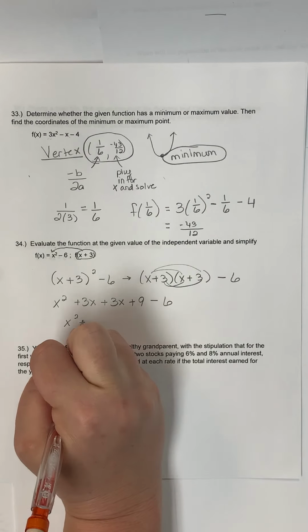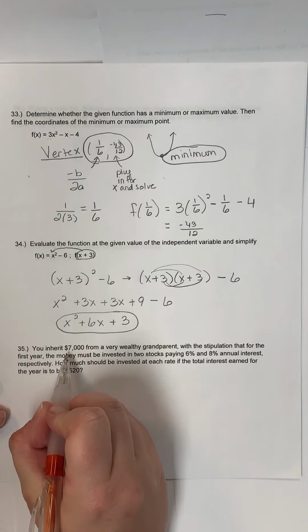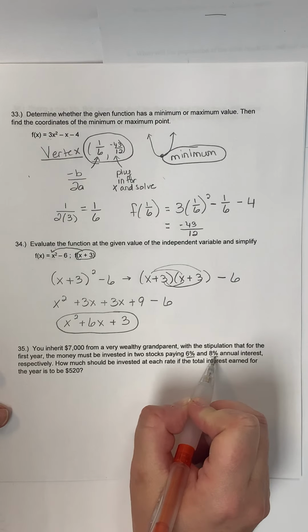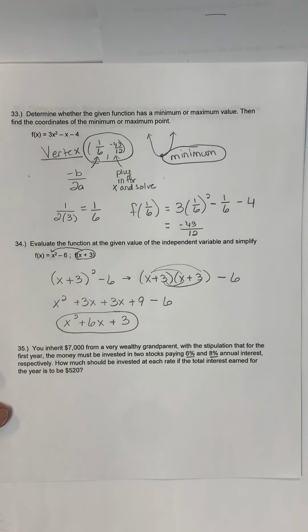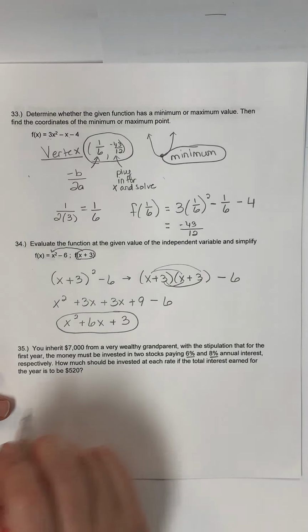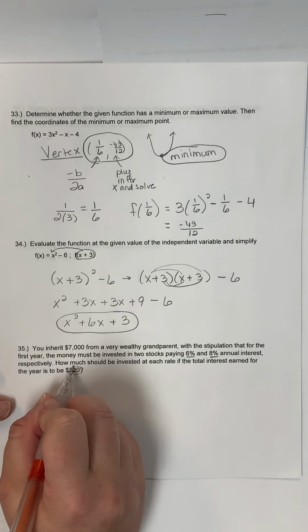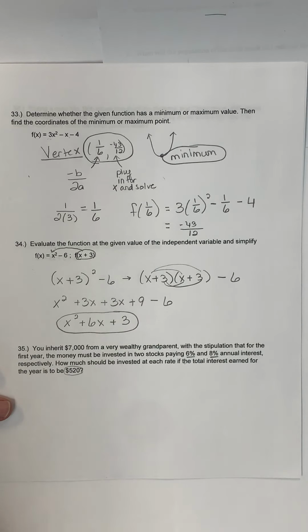All right, 35 is another word problem back from the very first day of class. It says you inherit $7,000 from a very wealthy grandparent with the stipulation that for the first year, the money must be invested in 2 stocks, paying 6% and 8% annual interest, respectively. How much should be invested at each rate if the total interest earned for the year is $520?